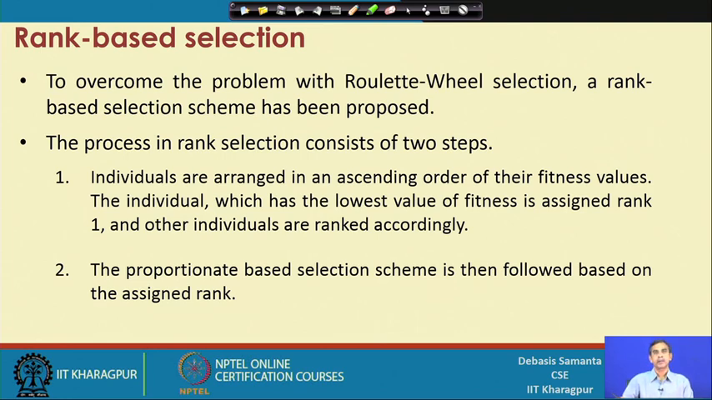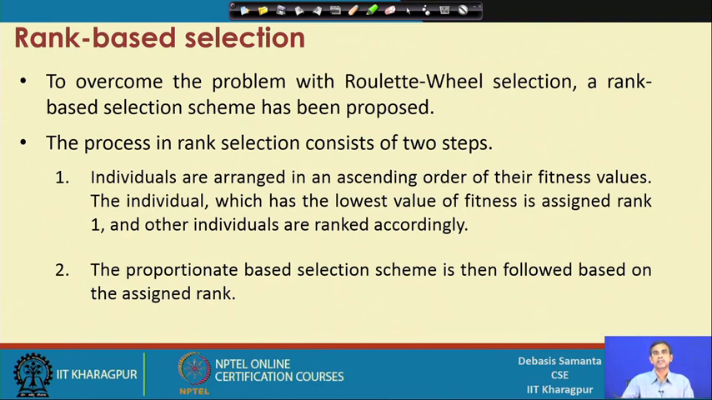Sometimes this is not a fair selection. Rather, we should give a chance to select the inferior population also, because sometimes the offspring produced by the mating of the best solution and the worst solution can lead to a better solution with faster termination. So, rank selection was proposed to remove the bias towards the high fitness value populations.